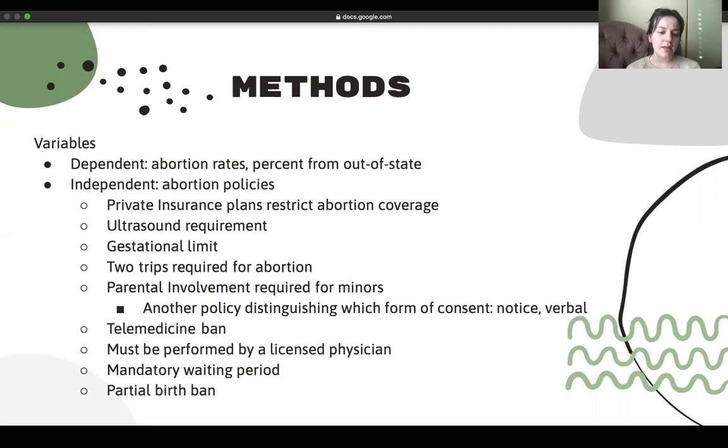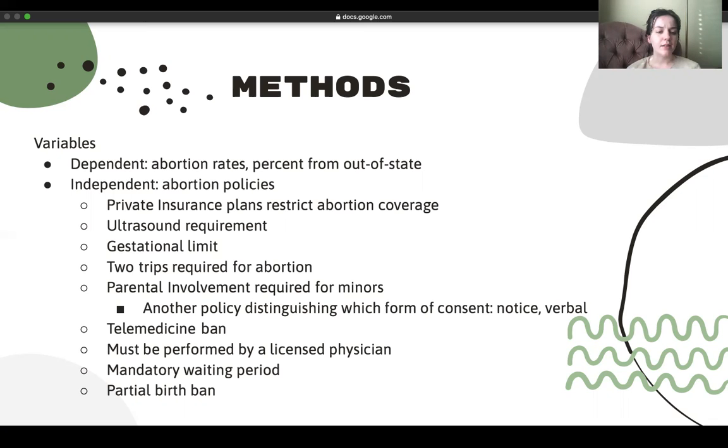And then the telemedicine ban. This is with women who are taking the abortion pill. This law is one that's becoming more common in the past couple of years, saying that a physician has to be present when a woman takes the abortion pill. And then two trips required for abortion. That means if a woman comes and says, I want an abortion, they're sent home for 24, 48, or 72 hours, and then they have to come back. So that just creates another step to getting an abortion.